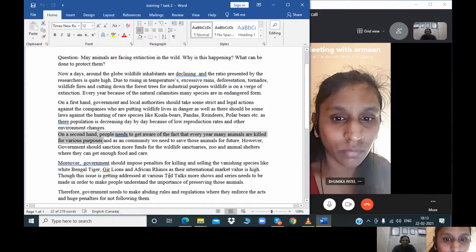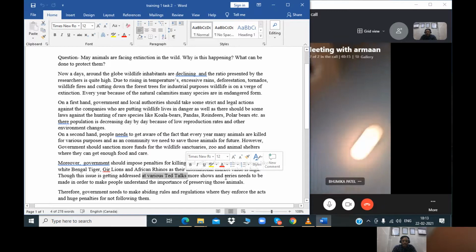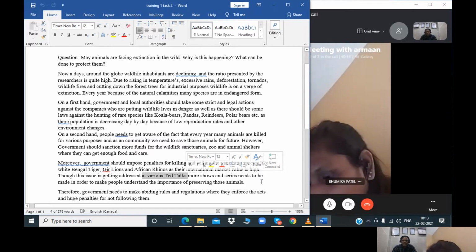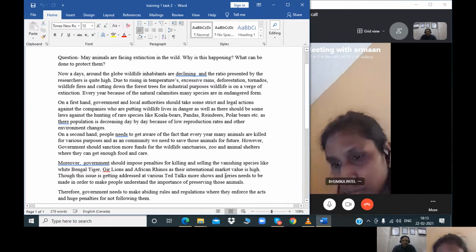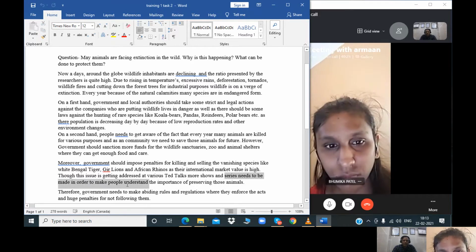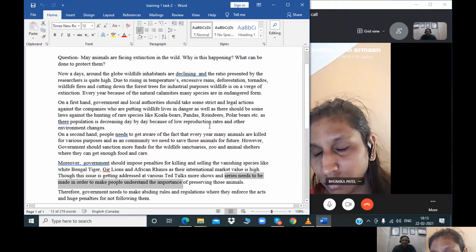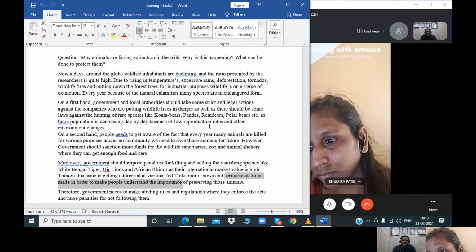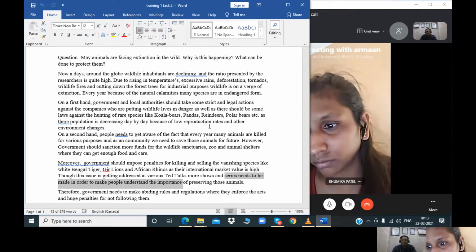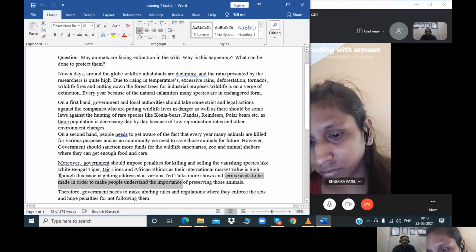This is due to various state talks, then more shows and series need to be made. Here, this is something different. I personally believe that some celebrities should come forward, or some film or movie must be made, in order to make people understand the importance of preserving. This half of the sentence has a different sentence.